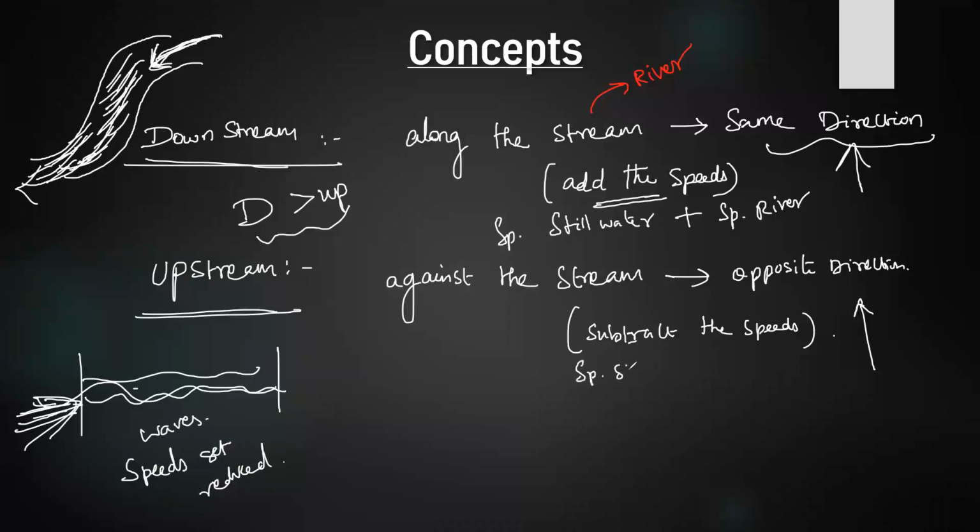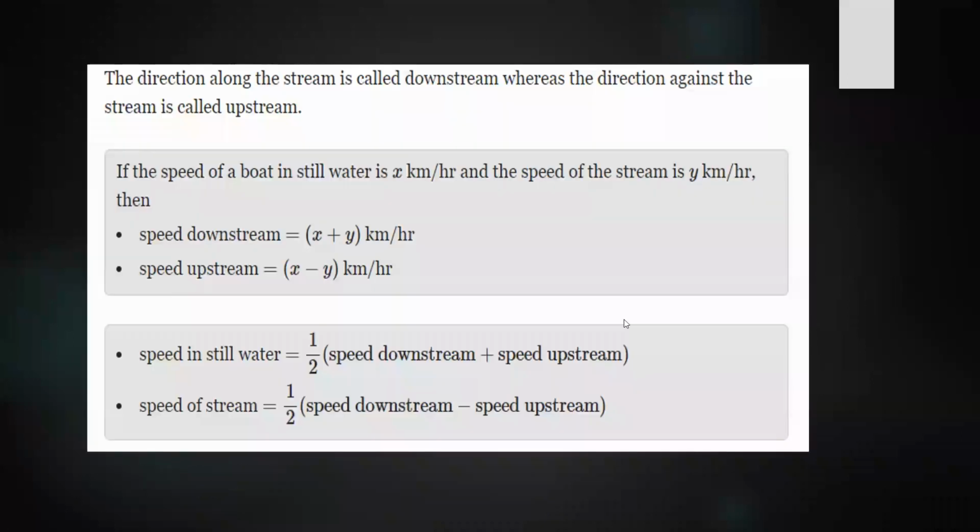Here we are adding the speeds: the still water speed and the speed of the river, which is nothing but the stream. Similarly, we subtract the speeds. I'll show you the formula. Take the next page, I'll clear this one.